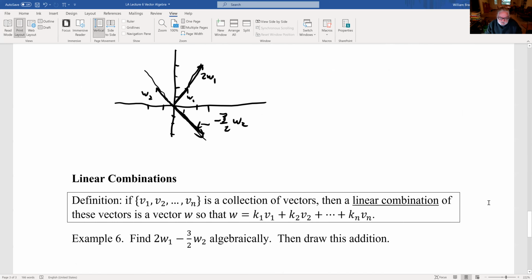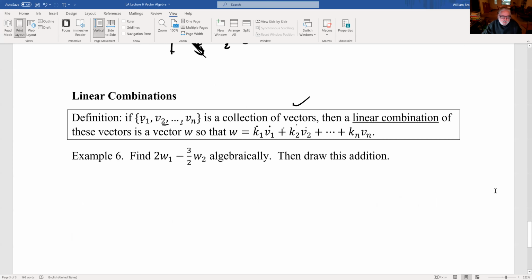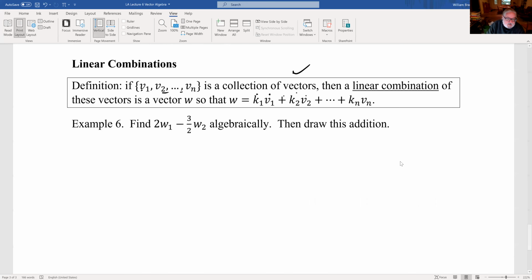So a linear combination, and that's in a box, so it's a thing to remember. If we have a collection of vectors, a linear combination of vectors is any vector that's some constant times the first one, plus some constant times the second, plus some constant times the third, et cetera. So 2W1 minus 3 halves W2 is a linear combination of W1 and W2 because it's a constant times W1 plus a constant times W2, the constant times W2 being minus 3 halves.